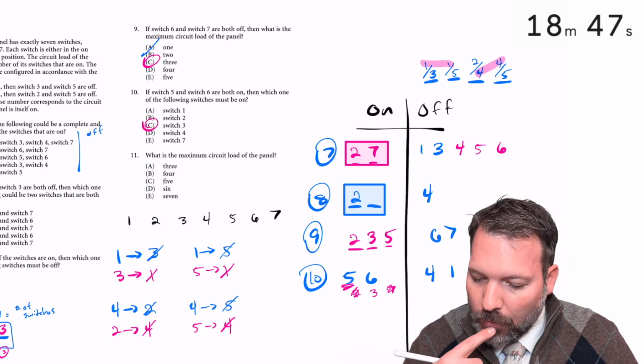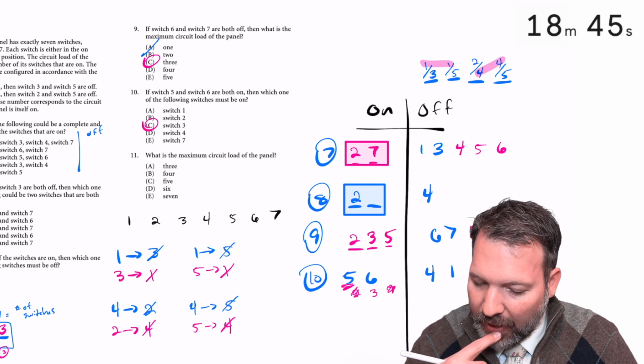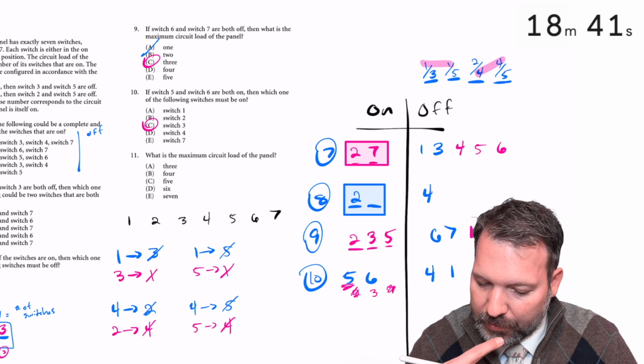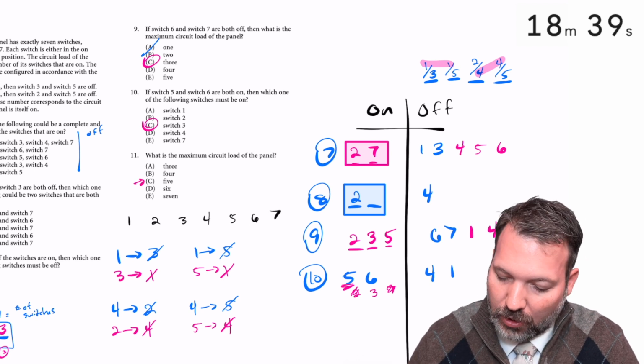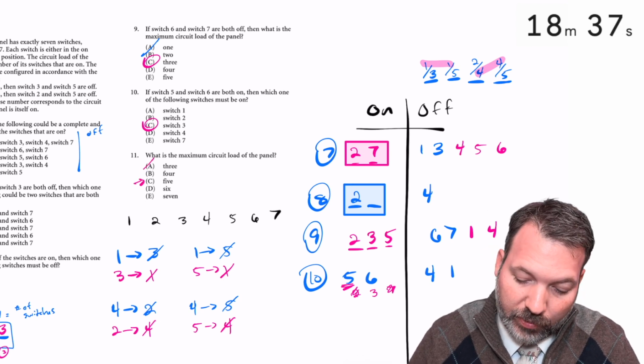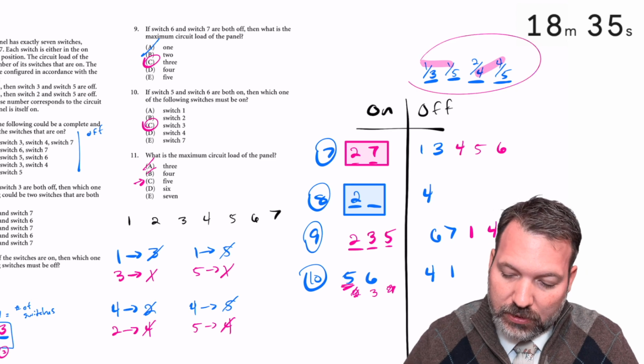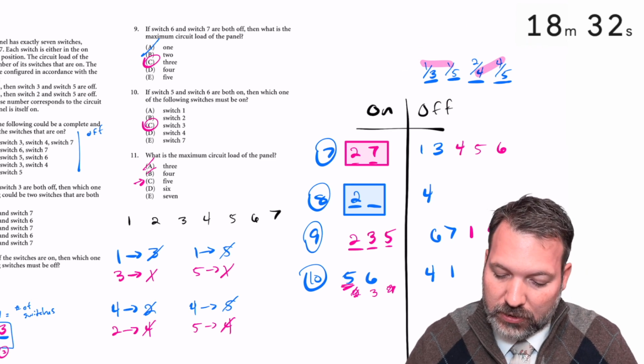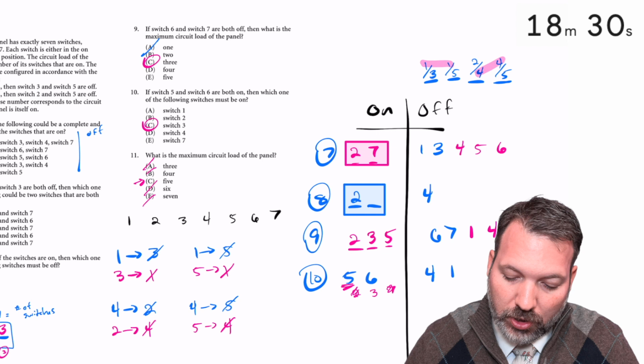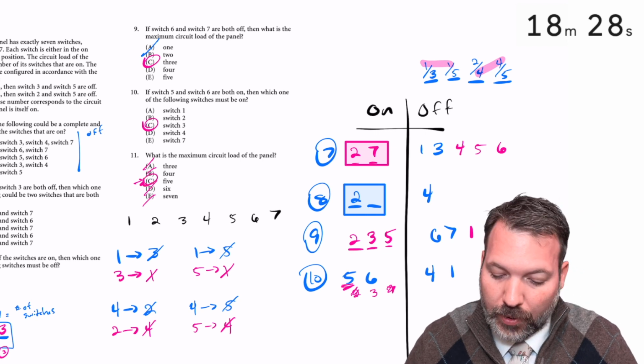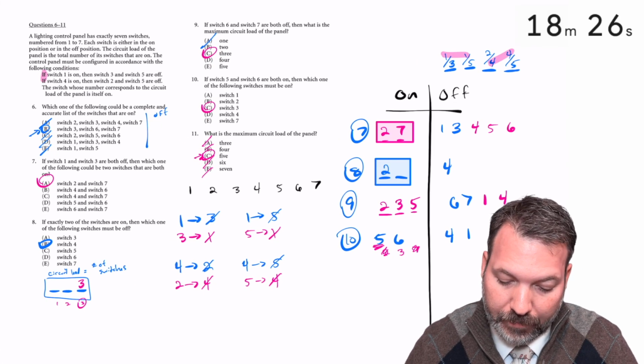What's the maximum circuit load of the panel? Well, we've already seen up to 5, because a second ago, if we had turned 2 and 7 on, that would have been fine. And again, these little flippy floppies have to account for at least 2 switches, so there's no way it's any more than 5. So by process of elimination, it has to be C.